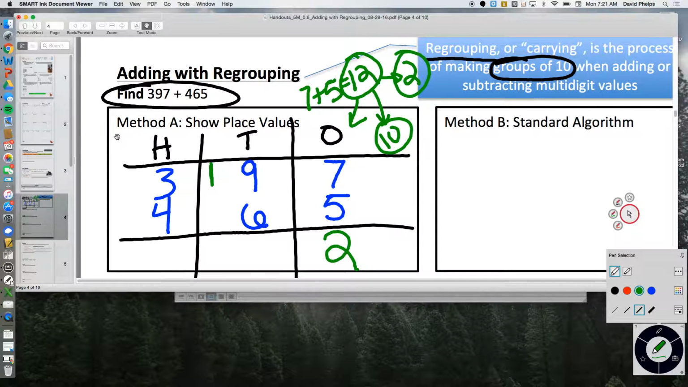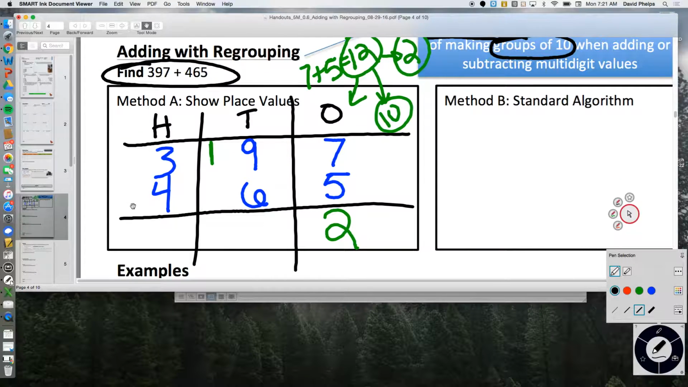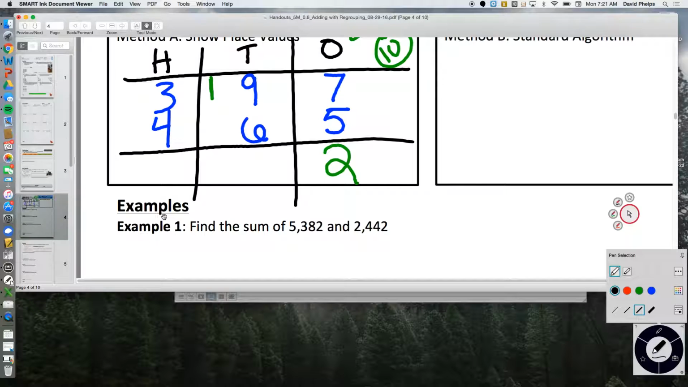The number 12, right here, the number 12 was broken into a 2 in our ones and a 10 in our tens. So we regrouped that 10 into the tens place. So we're done with our ones, let's look at our tens. Our tens, well, now we have 9 plus 6 plus 1.